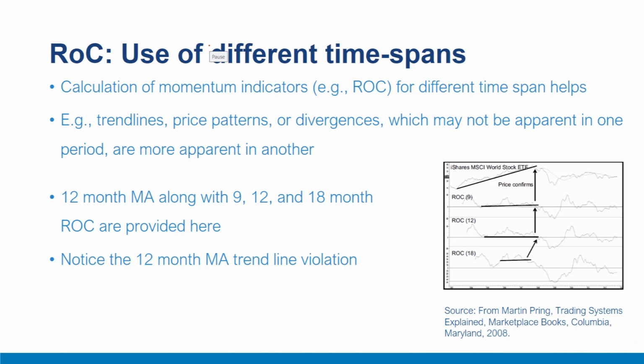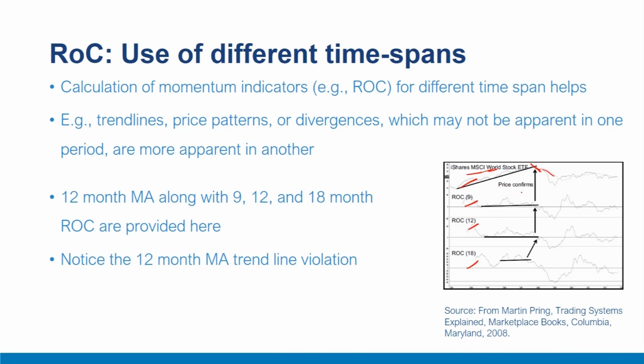Consider the example of ETF price and 12-month MA as shown here. The MA is smoother, the fluctuating one is the price, and they are plotted with three different period ROCs, that is 9-month, 12-month and 18-month. Here, the ROC is provided. Price and 12-month MA are plotted together. Note that the price trend line is violated here.